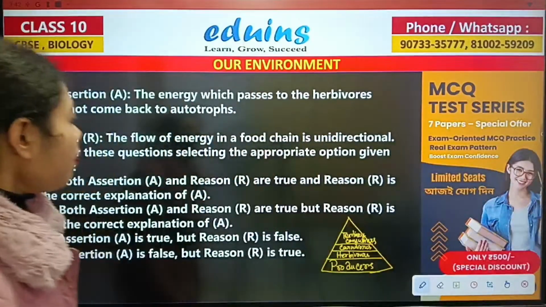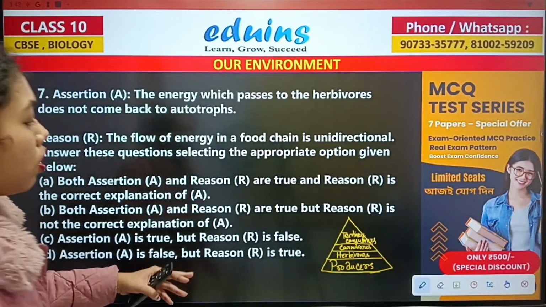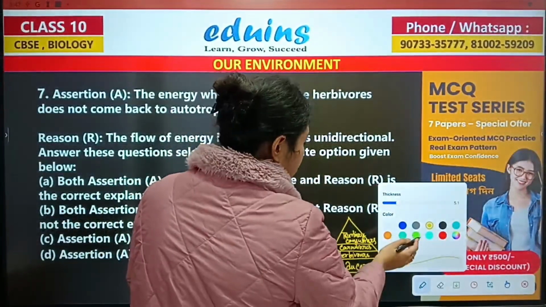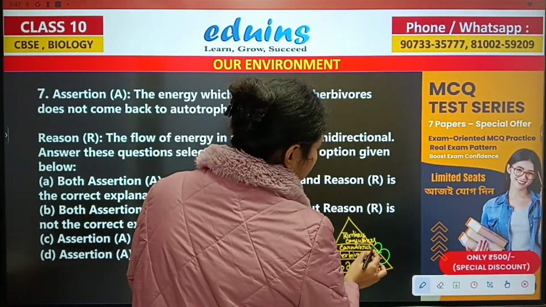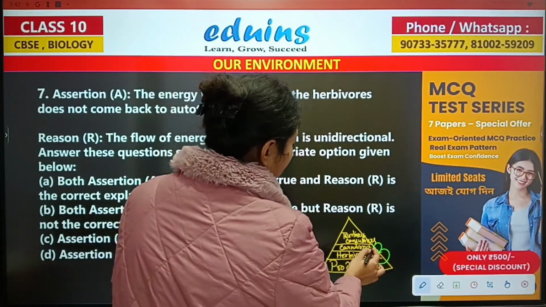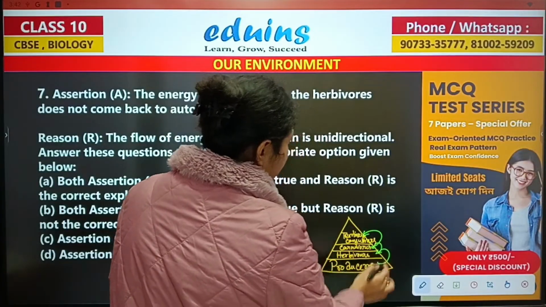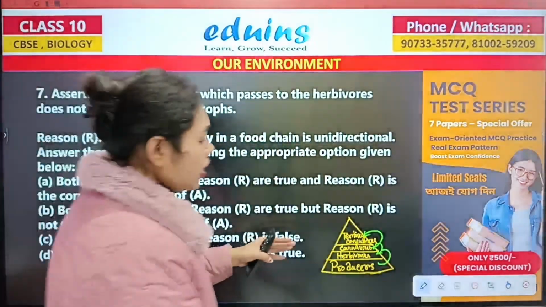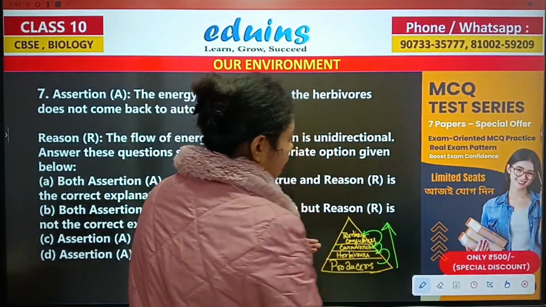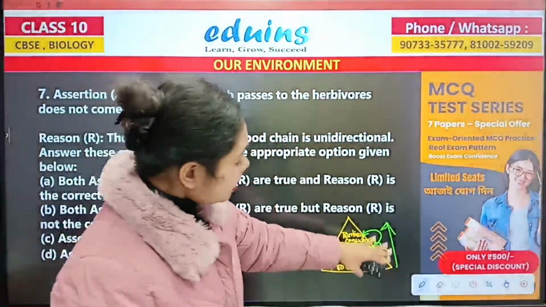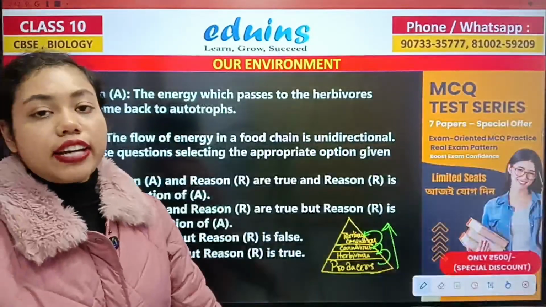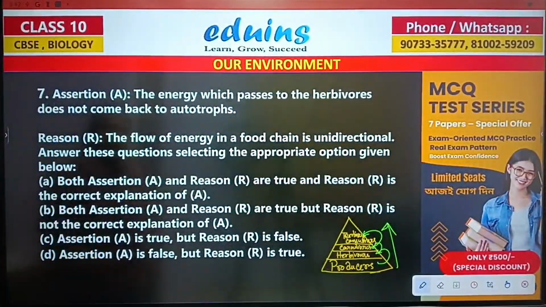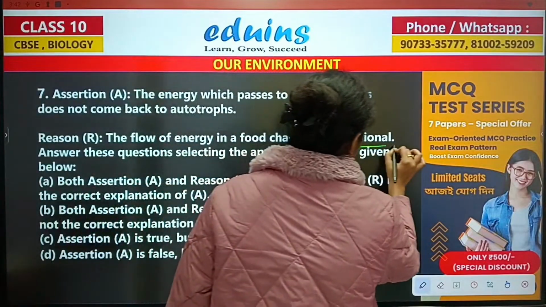So you can see that energy always passes from producers to primary consumers or herbivores, from primary consumers to secondary consumers or carnivores, and from carnivores to tertiary consumers. So energy flows in a single direction, that is upward. So the flow of energy in a food chain is unidirectional.